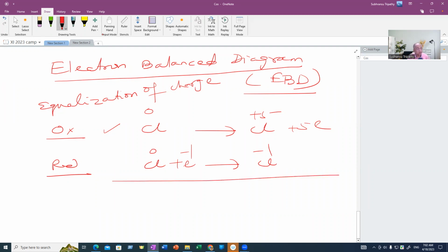Then put a line. Put a line, which you never do. Put a line and add, and for that you have to cancel the electron. So what coefficient you have to multiply by the second equation so that the electrons number will be same on left and right side. On addition they will be cancelled out.